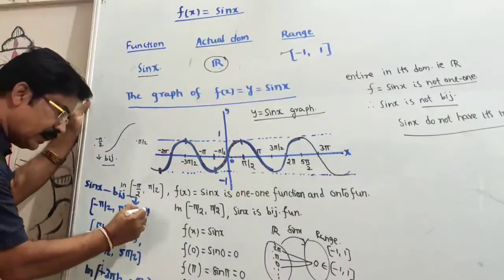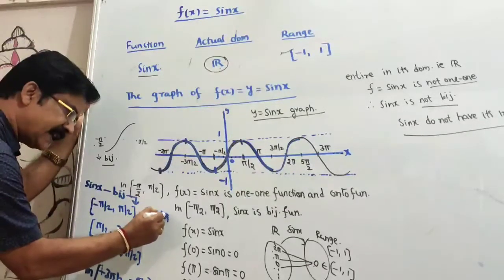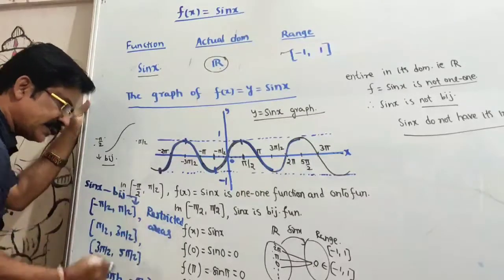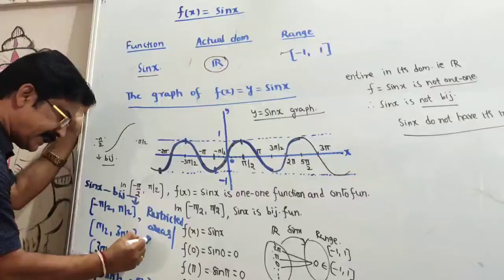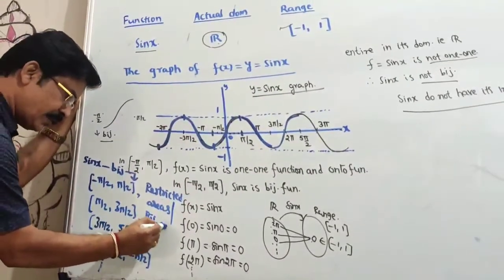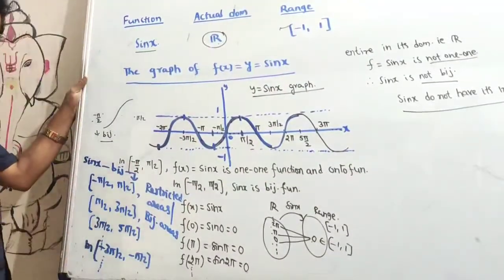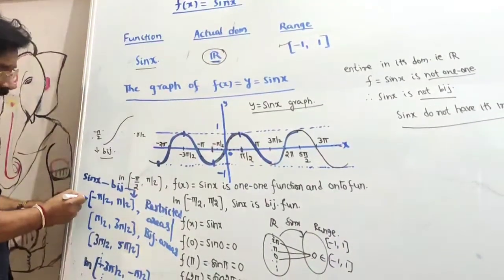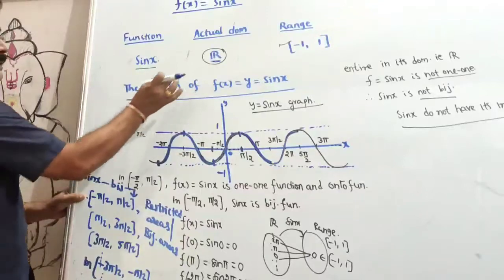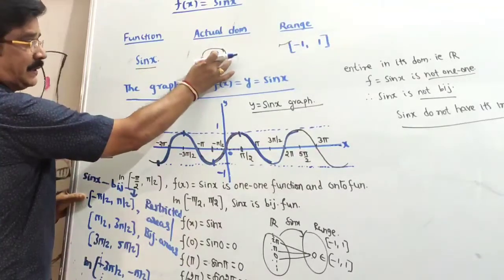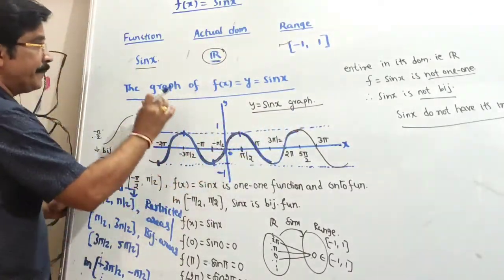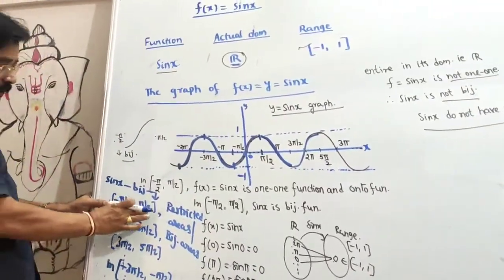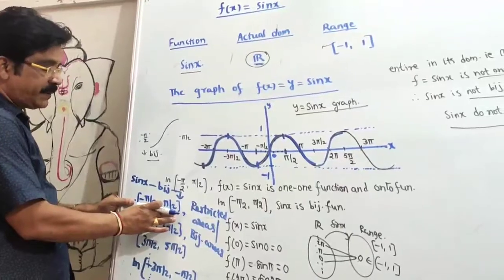Means these are called restricted areas or bijective areas. Actually, this is the actual domain. This domain is different. I am telling that in the real number set, means throughout the real numbers, sin x is not bijective. Sin x is bijective in, suppose, the closed interval of minus pi by 2 to plus pi by 2.